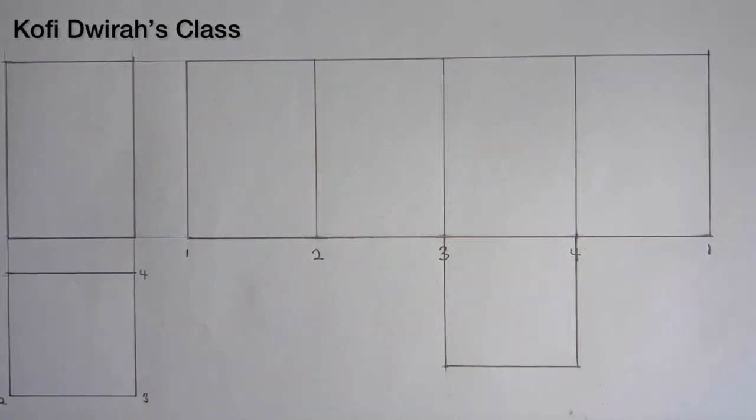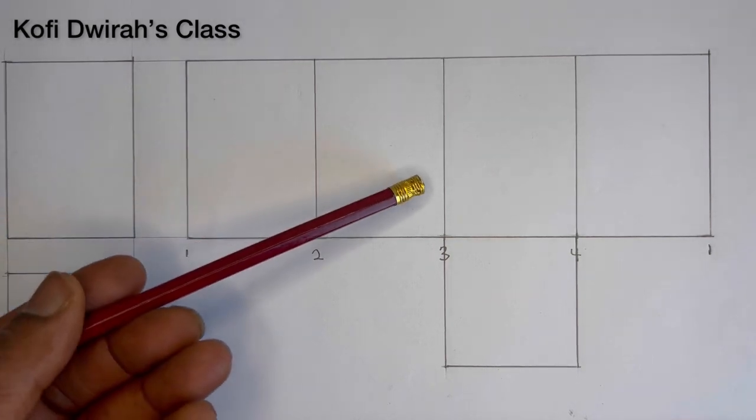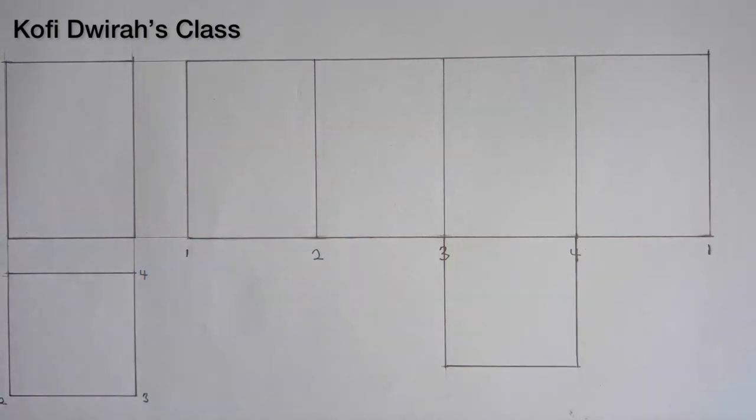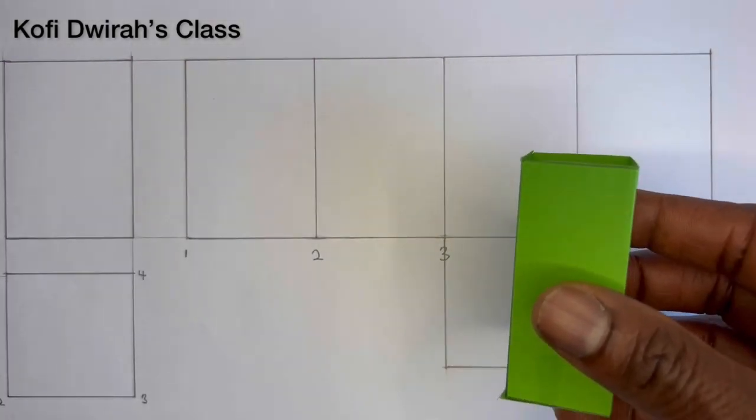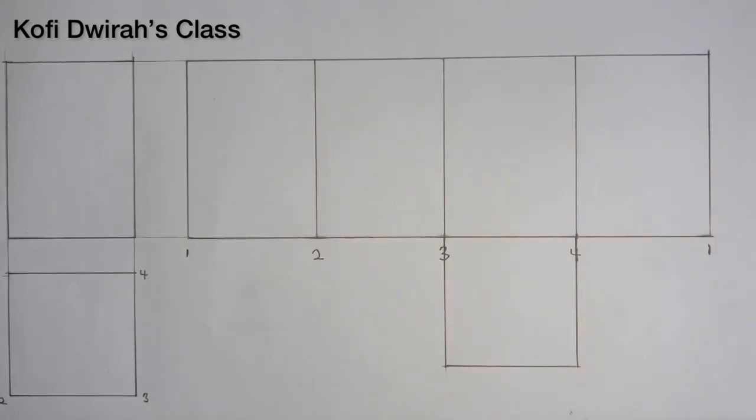So now here we have the plan, the front view, and the development of the surface. So this is how to develop a square prism. Now we have it here. Let's open this and see if we are going to get something similar here.